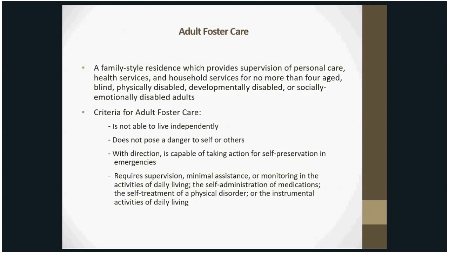Moving on to another level of care, we'll talk about adult foster care. This is a family-style residence which provides supervision of personal care, health services, and household services for no more than 4 aged, blind, physically disabled, developmentally disabled, or socially, emotionally disabled adults. The criteria for adult foster care is that they're not able to live independently, but they don't pose a danger to themselves or others, and with direction, they're capable of taking action for self-preservation in emergencies.